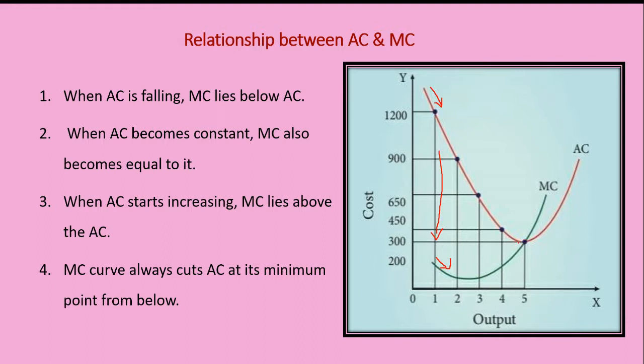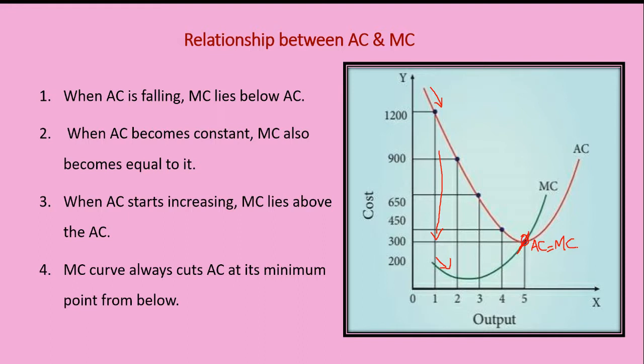So what is happening at this point? AC is becoming constant. AC falls down, it reaches a minimum and then it increases. So this is the point where AC is constant. When AC becomes constant, MC also becomes equal to it. What is happening to the MC curve? The MC curve is cutting the AC curve. That means at this particular point, the AC curve is equal to MC. So at that specific point, the AC curve and MC curve are equal.